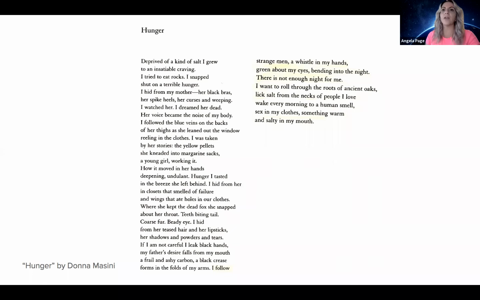If I am not careful, I leak black hands. My father's desire falls from my mouth, a frail and ashy carbon, a crease formed in the folds of my arms. I follow strange men, a whistle in my hands, green about my eyes, bending into the night. There is not enough night for me. I want to roll through the roots of ancient oaks, lick salt from the necks of people I love, wake every morning to a human smell, sex in my clothes, something warm and salty in my mouth.